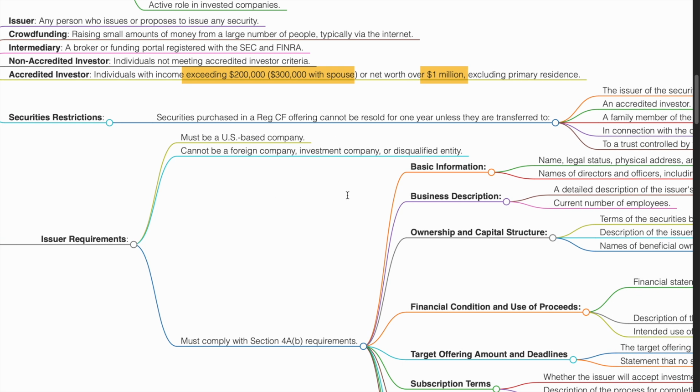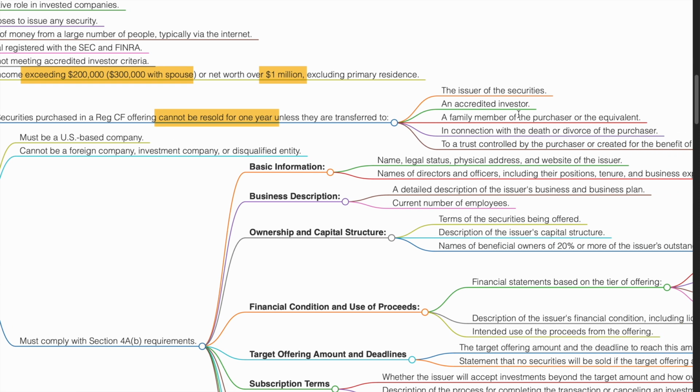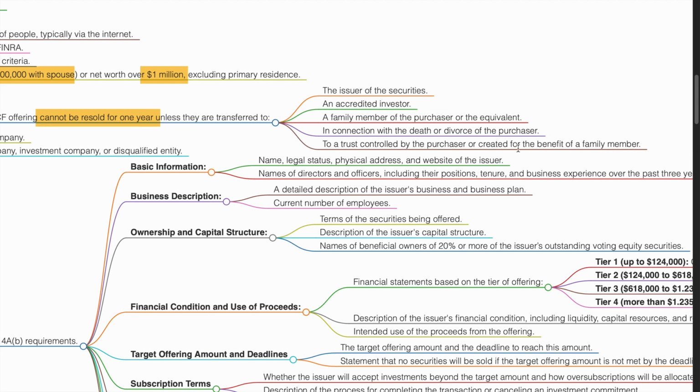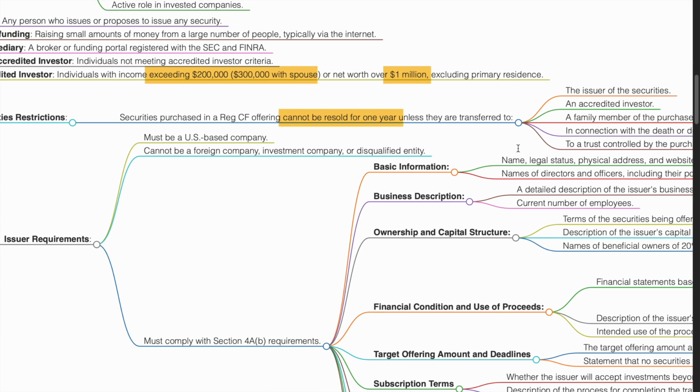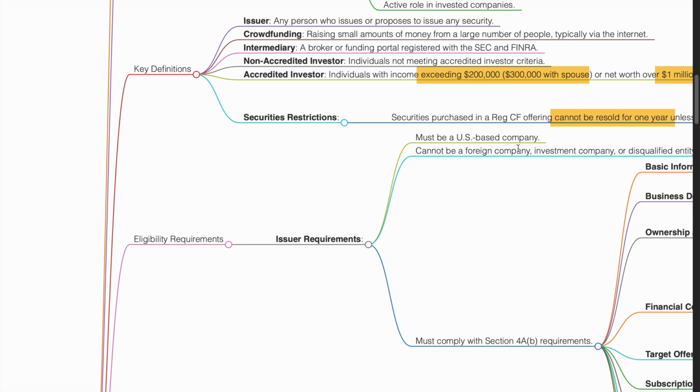One brief mention is on the restrictions to the securities themselves. They cannot be resold for 1 year unless they are transferred to any one of these various categories: the issuer of the securities themselves, that is the startup that is actually raising the money, another accredited investor, a family member of the purchaser or some equivalent thereof, perhaps in connection with the death or divorce of the purchaser, or to a trust controlled by the purchaser or created for the benefit of a family member. These are really nuanced details. That's why I'm flying through them. I just want to make sure that you are aware of them, that you look at them in greater detail later as needed.